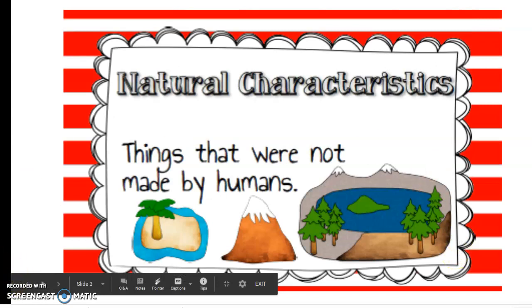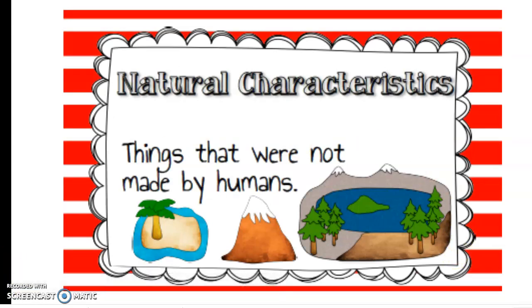So the first thing a community has are natural characteristics. That means things that are there in the community that are not made by humans. So some communities are hilly, some communities are in the forest, some communities are in the mountains. Every community has their own natural characteristics. And characteristics, friends, are things that kind of identify a place. They're things that you would typically find in a place.